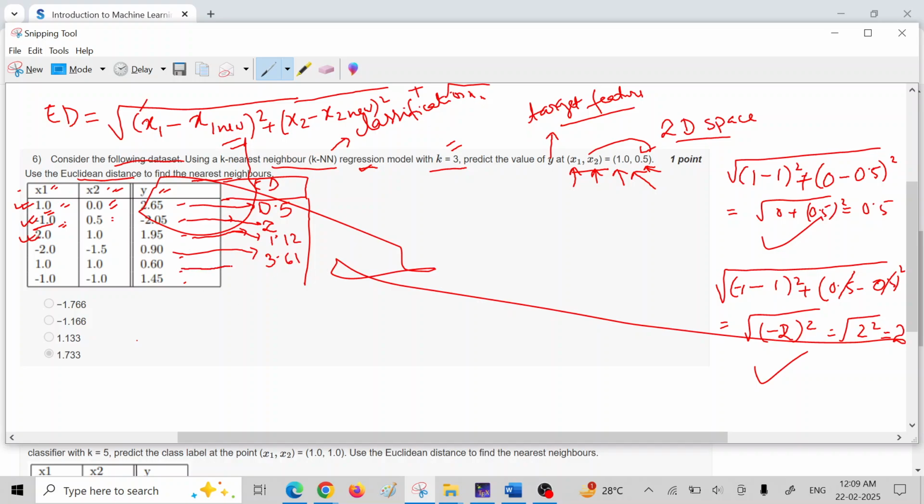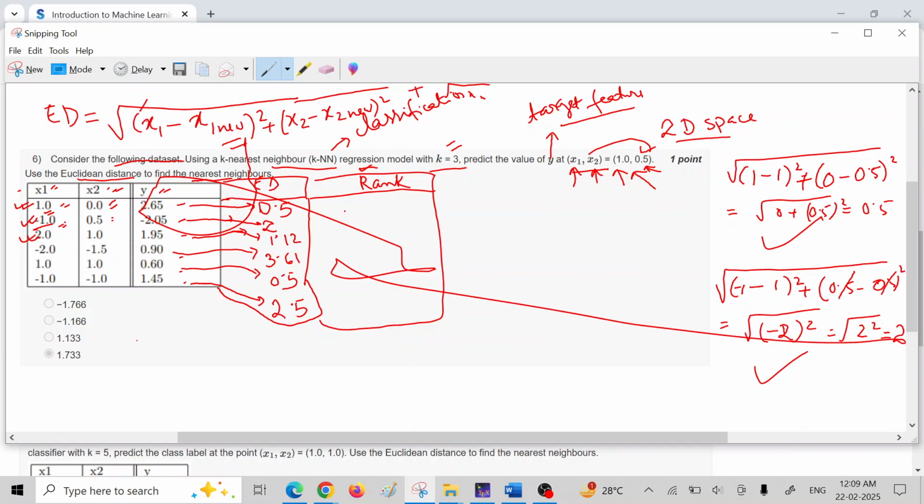Then for the fifth data point, this Euclidean distance value is 0.5 again. For the last data point, this Euclidean distance value is 2.5. Okay, so these are the Euclidean distances. Now what we will do, we'll add one more column here to give the rank.